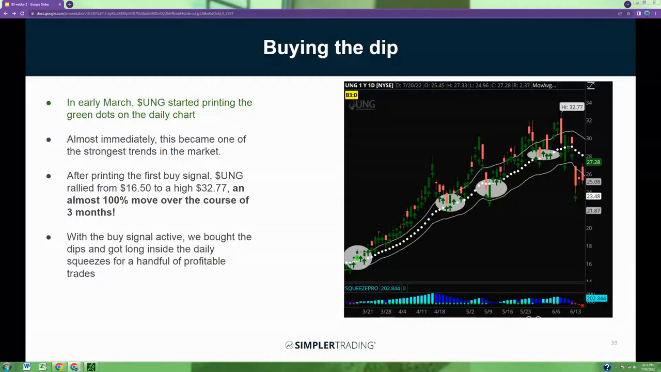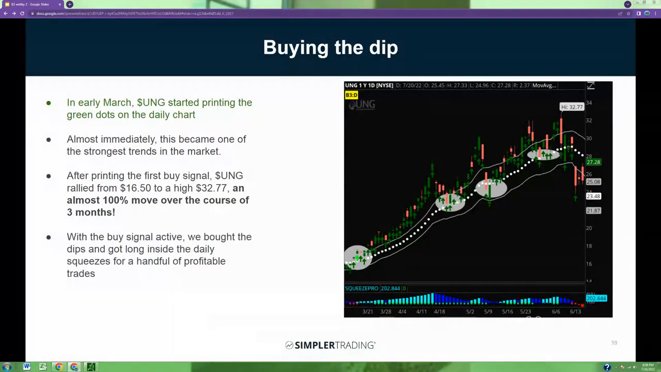It's almost 100% move over the course of 3 months. So as long as that arrow's on the chart, we're getting busy, right? We're buying the dips. We're getting long on those daily squeezes. We're having a great time. If the buy signal is there, we know all of our bullish criteria lines up, right? This is our time to get aggressive.